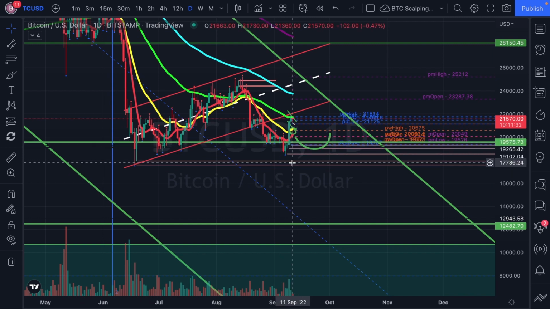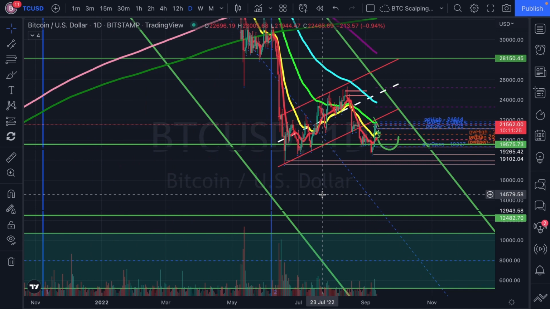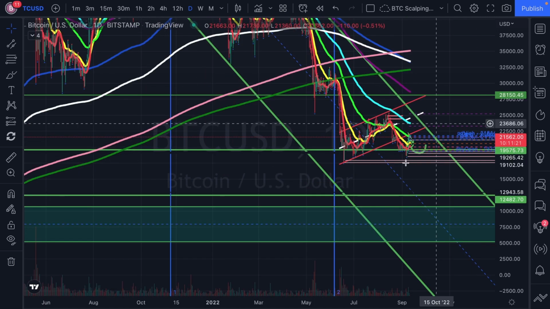Once we lose this range, the next long will be much lower, aka like 12 or 15 or 16, depending on what you're looking left at time frame wise. So just keep that in mind.